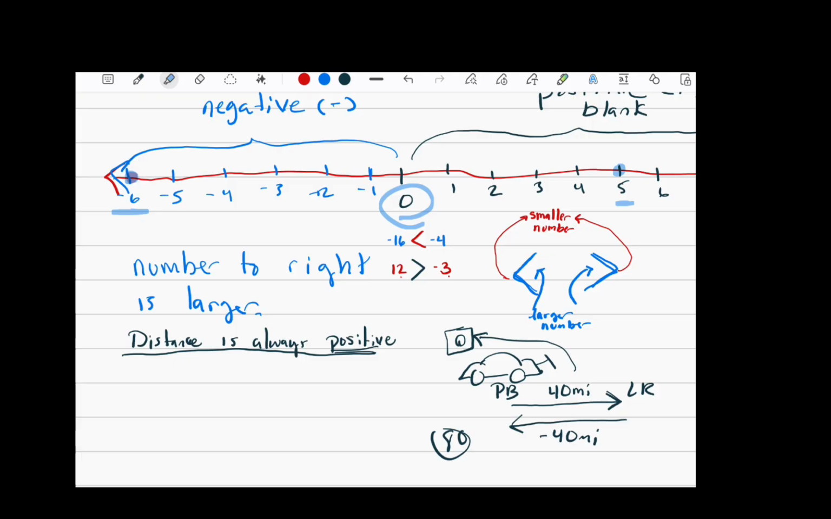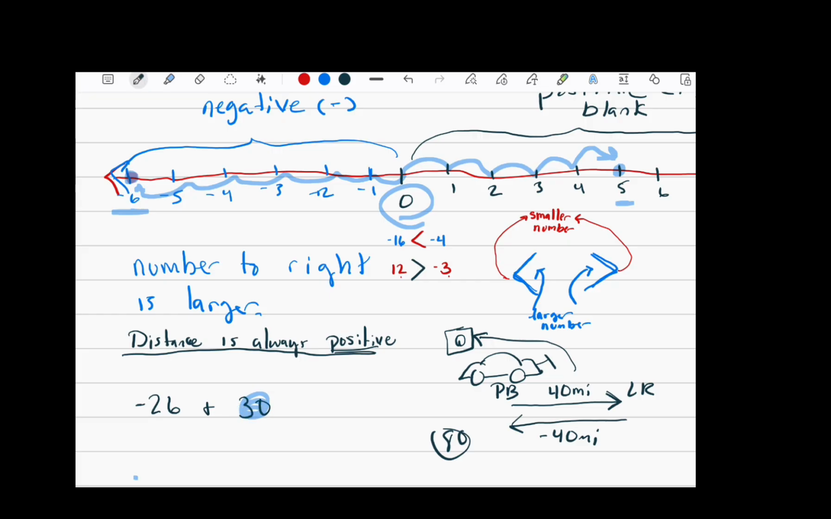And -6 is farther away from 0 than 5. If I have to prove it, I will. From 0, 1, 2, 3, 4, 5, 6. From 0 to 5, 1, 2, 3, 4, what? 5. -6 is farther away from 0. Look at it like this too. -26 and 30. Which is farther away from 0? 30 is farther away from 0.